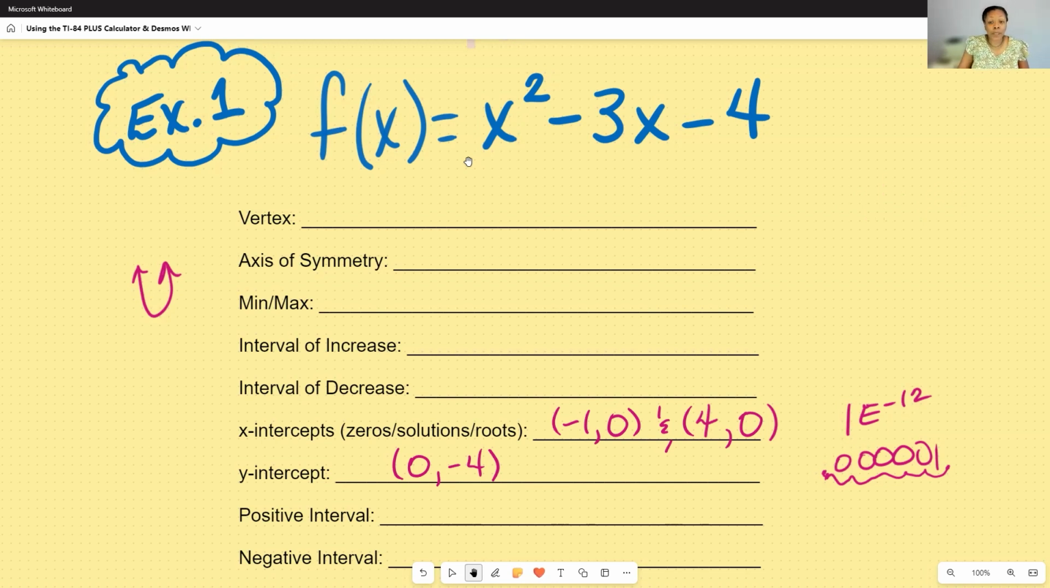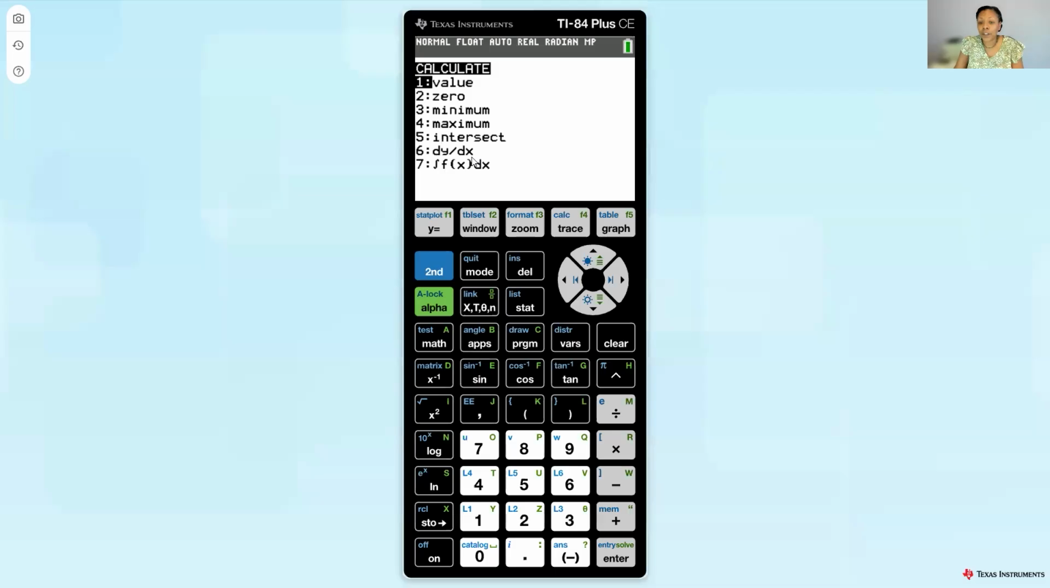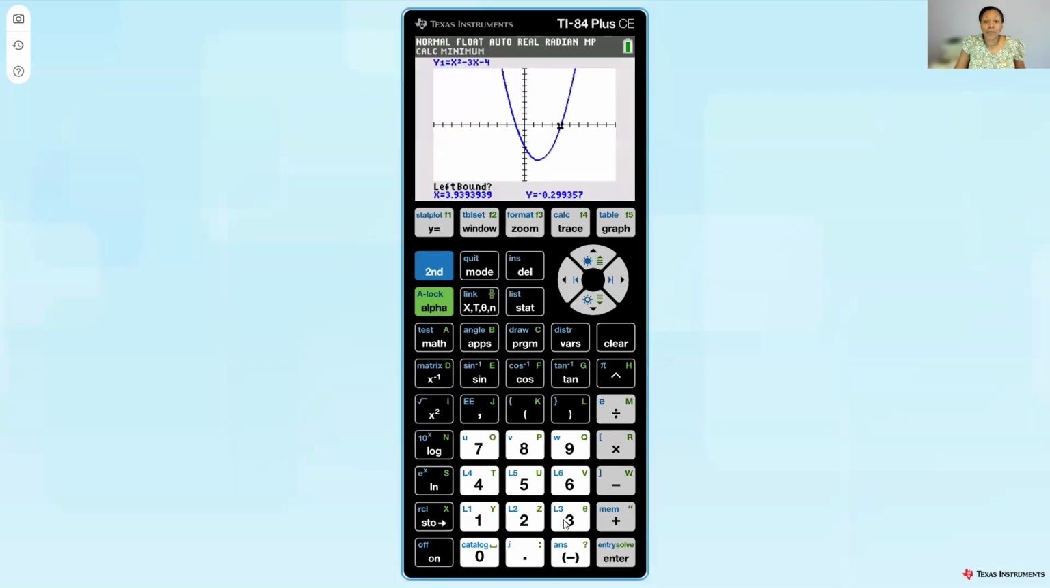I know I'm looking for minimum. When I go back to my calculator, I am going to choose number 3. When I choose number 3, the minimum is my vertex, really. So I'm going to follow the directions, which ask me to go to the left of what I'm looking for. So using my left and right arrows only, I'm going to go past what I'm looking for, anywhere past it, and hit enter, and then anywhere to the right past what I'm looking for, and I'm going to hit enter 2 times. Not only does it tell me that this is a minimum, this is my vertex.